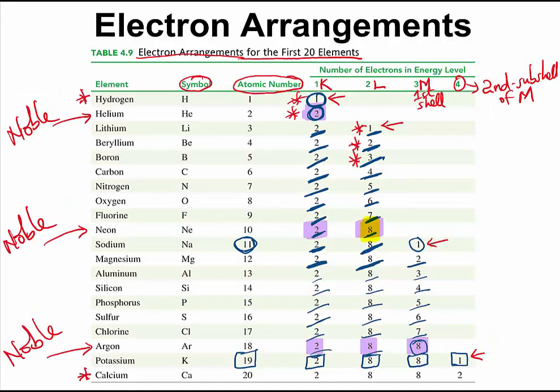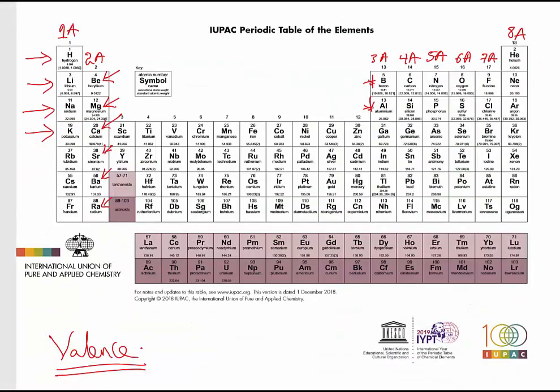And again, you can confirm in the electron arrangement that we have here. Beryllium, 2 electrons in the outermost shell. Magnesium, 2 electrons in the outermost shell. Calcium, 2 electrons in the outermost shell. So that is telling you that elements that are in the same group will react in similar ways.